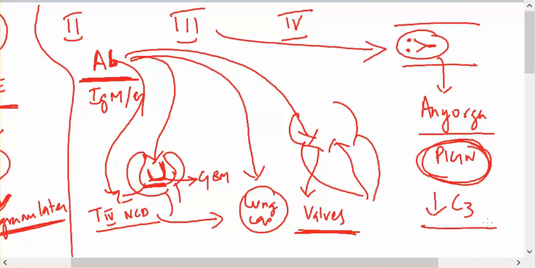Now let us go to the type 3 reaction. In type 3 reaction the antibodies are the same, IgG or IgM, but the concept is different because they form immune complexes in the circulation. The dangerous part is that they can deposit in many areas and produce multi-system disorders. For example, in SLE and Henoch-Schonlein purpura, the antibodies deposit in many areas.